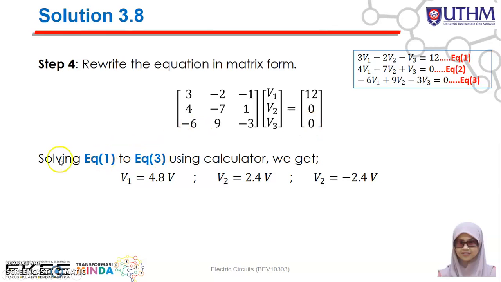And then after that, you can solve equation 1, equation 2, and equation 3 by using the calculator, or you can also use the matrix function in your calculator to solve this matrix. So finally, you can get V1 equal to 4.8 volts, V2 is 2.4 volts, and V3 will be equal to negative 2.4 volts.